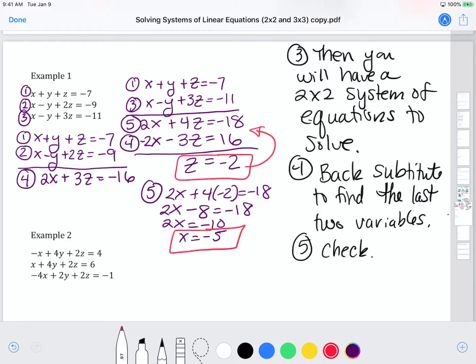This is where I now backtrack and plug into one of the originals, because I have two variables that are known, and now I just have to find y.